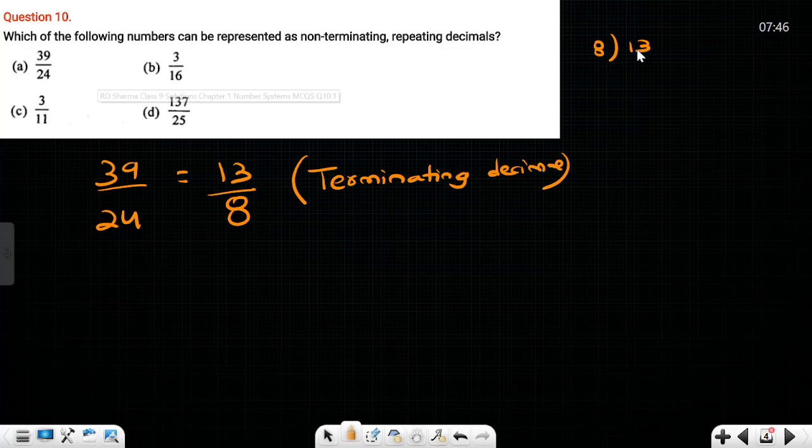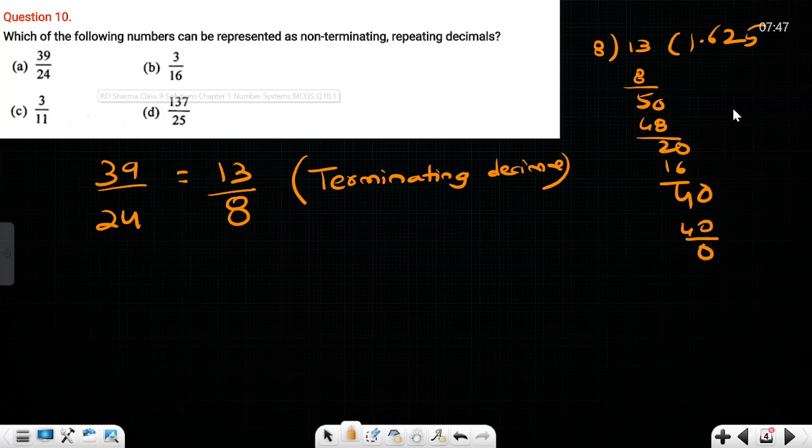8 divided by 13. 8 ones are 8. 5.0. 8 6s are 48. 2, again 0, 8 2s are 16, 4 0, 8 5s are 40. It finishes, the shop is closed. So this fraction is 1.625. That's why I called it a terminating decimal.